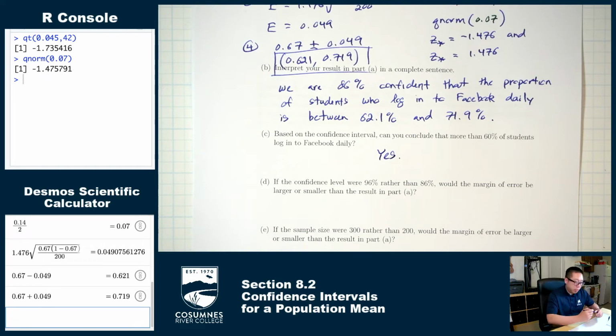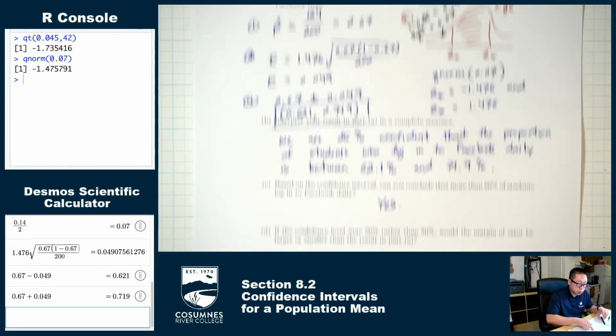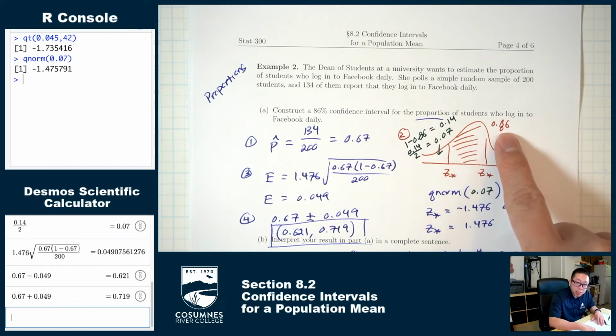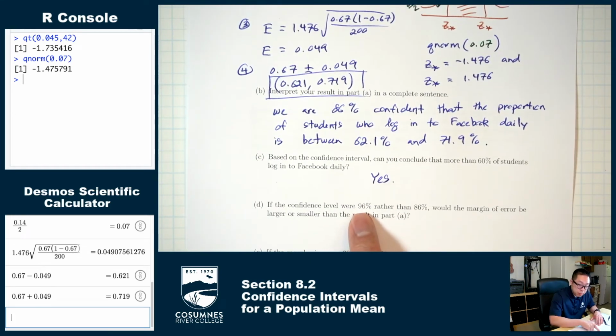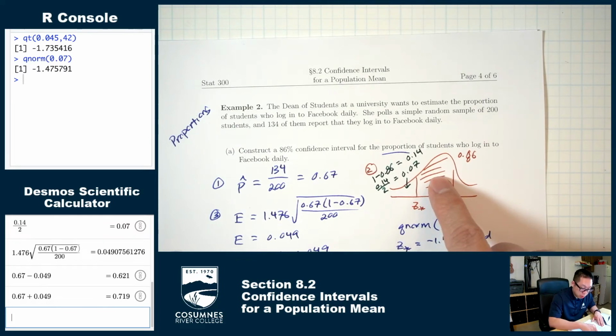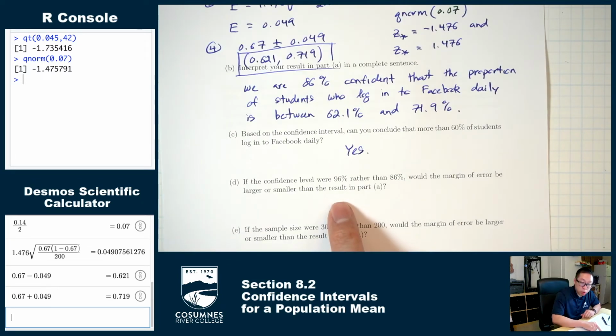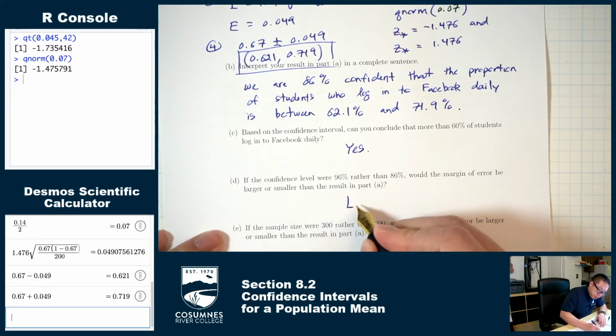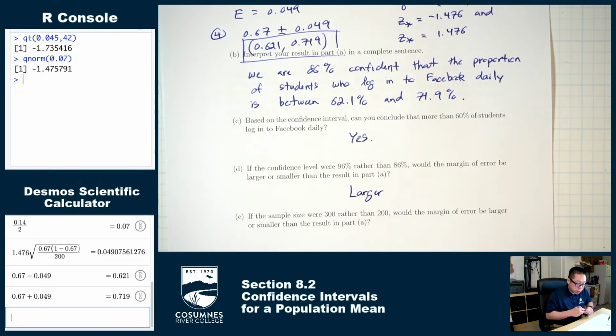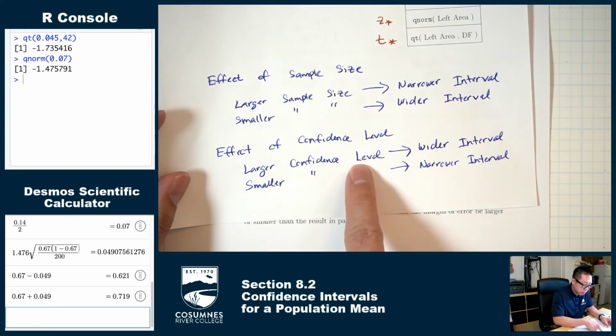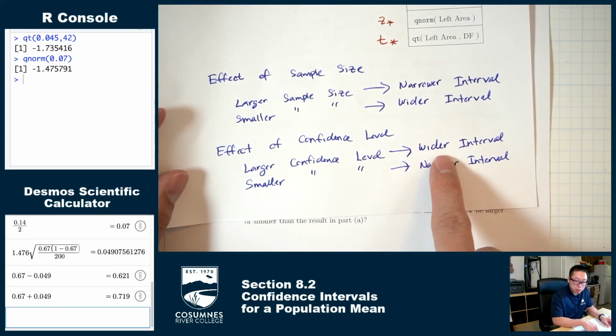Part D, if the confidence level were 96% rather than 86, would the margin of error be larger or smaller? So confidence level has to do with this picture. Right now it's 0.86. If it were 96, so if the area were bigger, then these Z-stars would have to go out wider. So wider would mean a larger margin of error. Okay, if you need to go to the cheat sheet, 96% means a larger confidence level. So larger confidence level gives you a wider interval, which means the same thing as saying a larger margin of error.